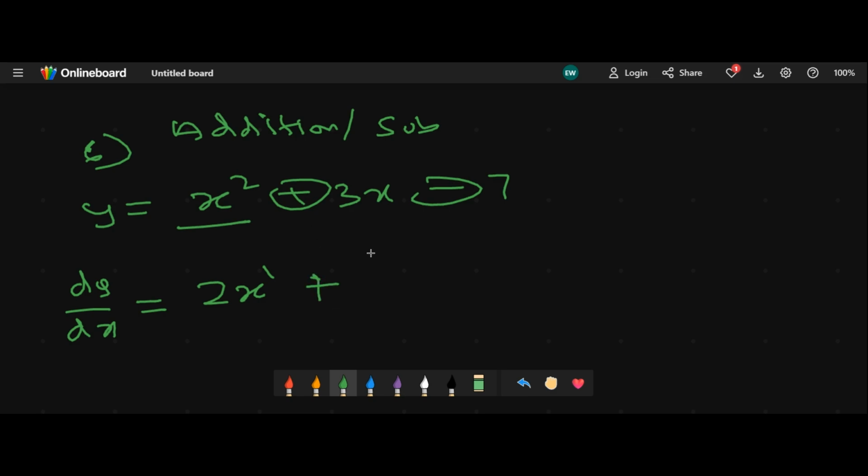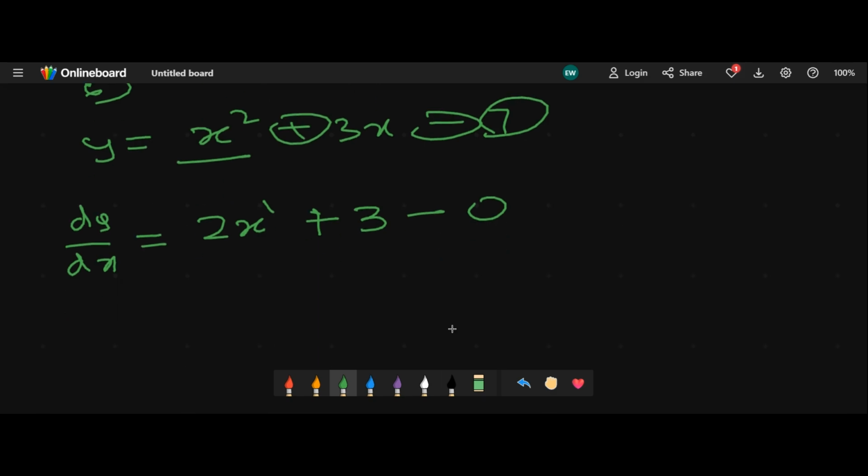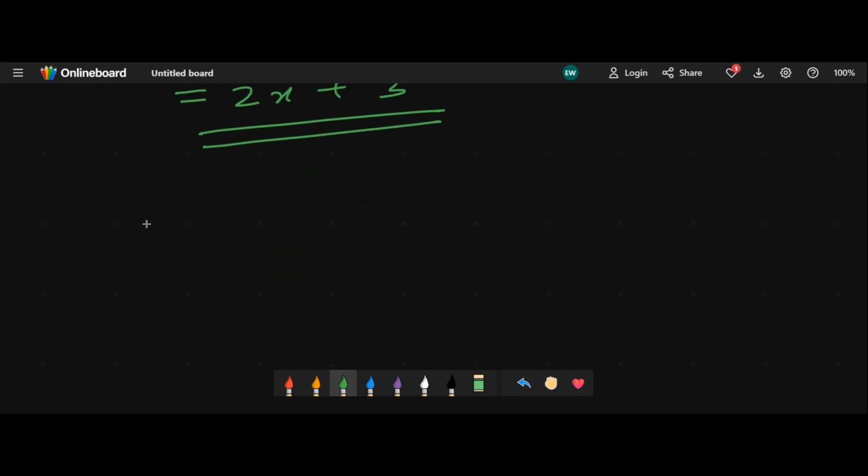Plus, you write the plus. 3 times x, if you differentiate it, it is 3. Minus, put the minus. If you differentiate a number, it is equal to 0. So the answer is 2 times x to the power 1, which means x, so 2x plus 3. This is the answer. We'll do one more question for the fifth rule.